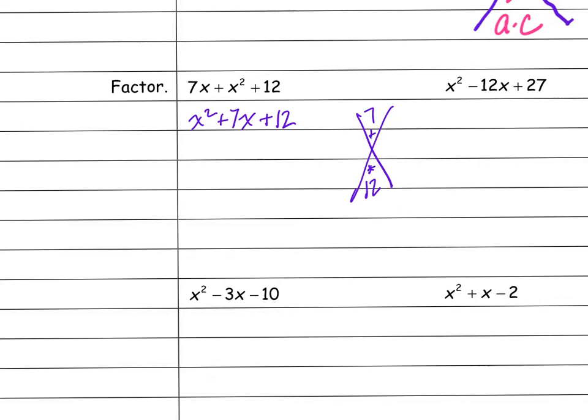So I'm just going to think of my multiples. When I'm doing this, I want to think of my multiples of 12. I am going to go through this step by step, so we can make sure everyone understands. So what multiplies to be 12? Well, 1 and 12, 2 and 6, and 3 and 4. Which one of those adds to be 7? Well, of course, it's 3 and 4.